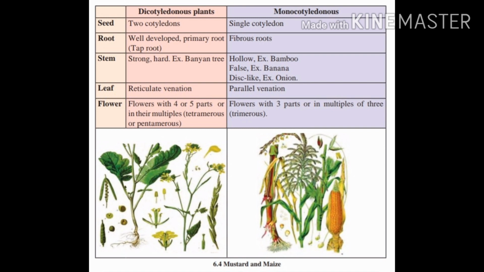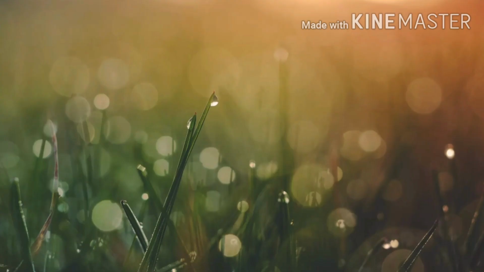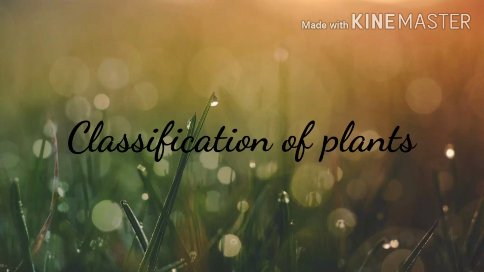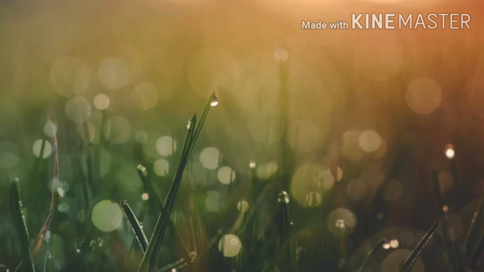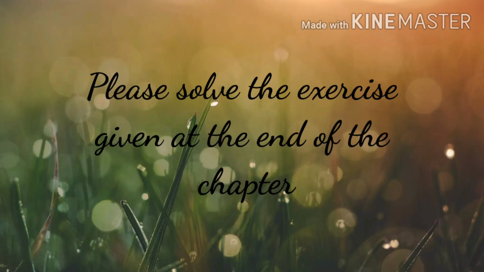The symmetry of petals in the flower of monocot is trimerous, while the symmetry of flowers in dicot is either tetramerous or pentamerous. So here we have completed the lesson Classification of Plants of 9th standard Science 2. Now dear children, you are supposed to solve the exercise which is given on page number 80. Thank you.